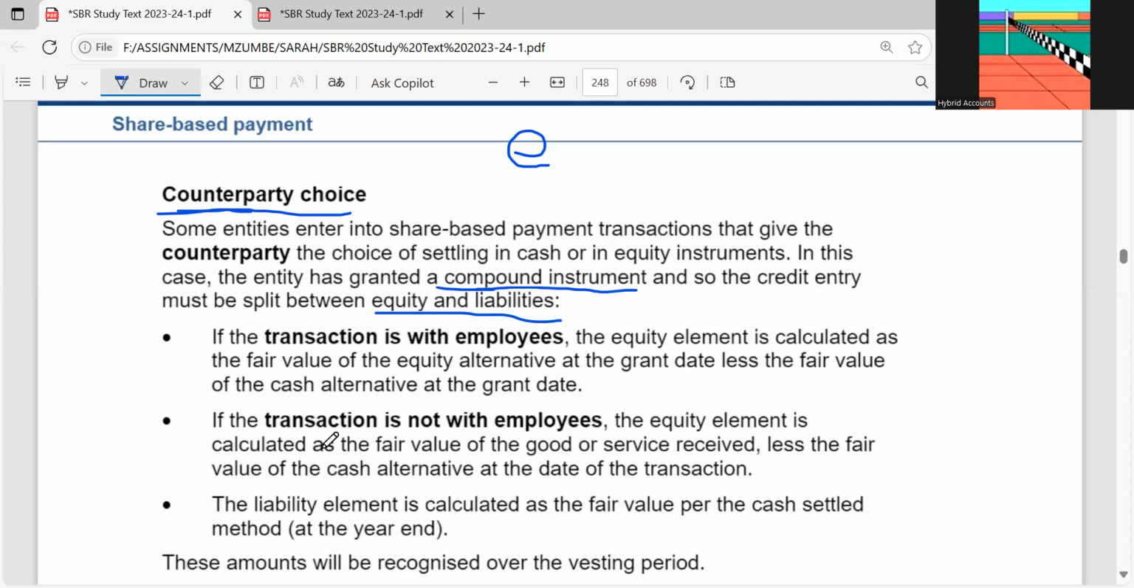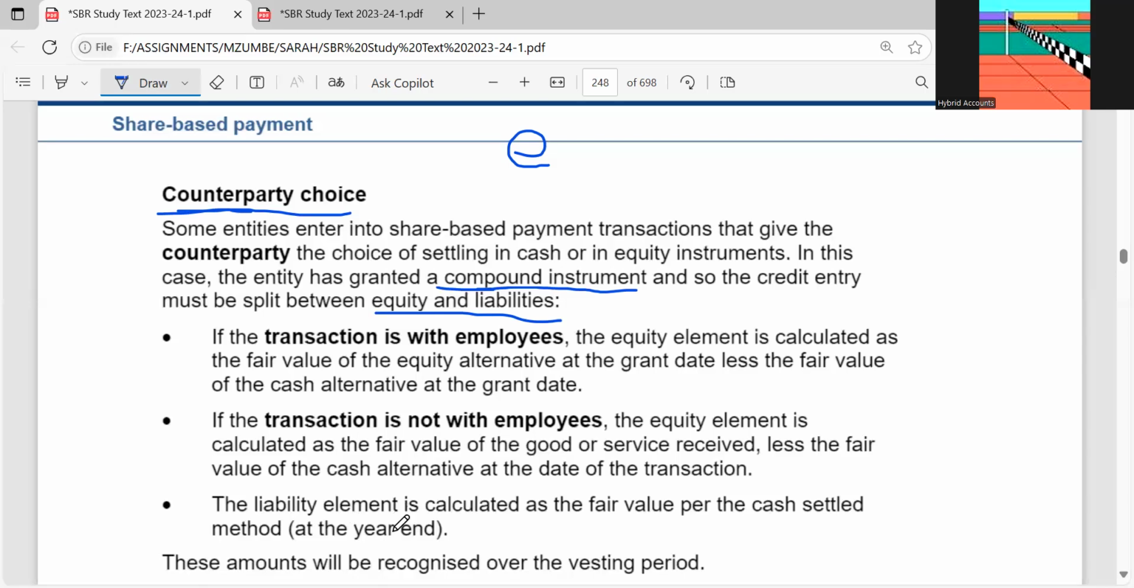But in case the transaction is not with the employees, the equity element is calculated as the fair value of the good or service received. I think you do remember we did this before on the equity settled. Less the fair value of the cash alternative at the date of the transaction. So the fair value of the cash alternative should always be deducted. But here, with non-employees, you look at the date of the transaction, not at the grant date. If it is employees, you consider the grant date.